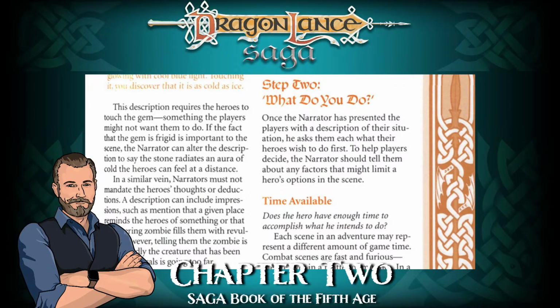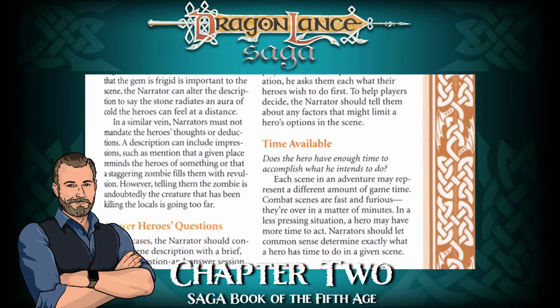Step 2. What do you do? Once the narrator has presented the players with a description of their situation, he asks them each what their heroes wish to do first. To help players decide, the narrator should tell them about any factors that might limit a hero's options in the scene.